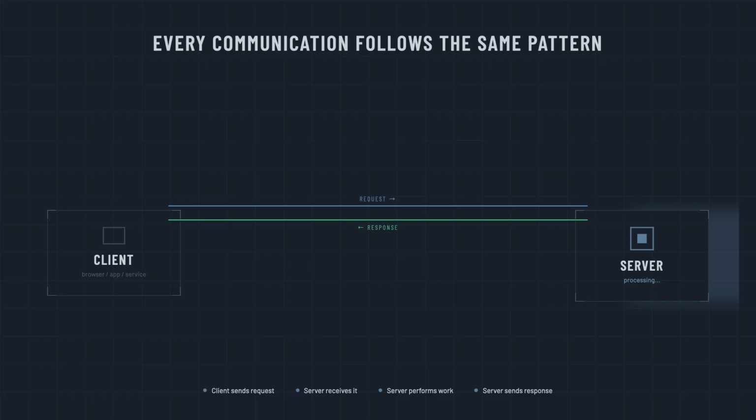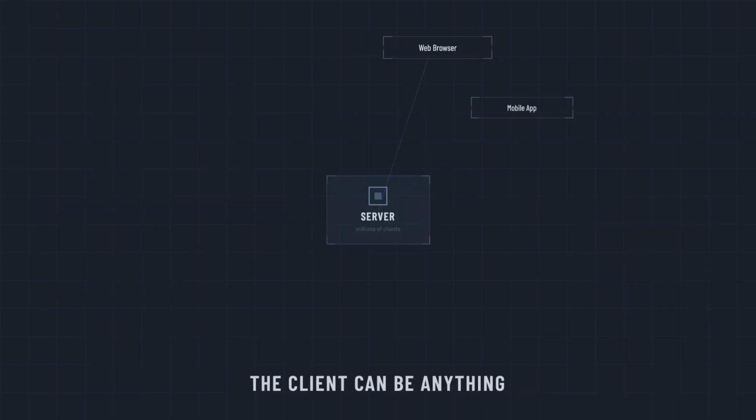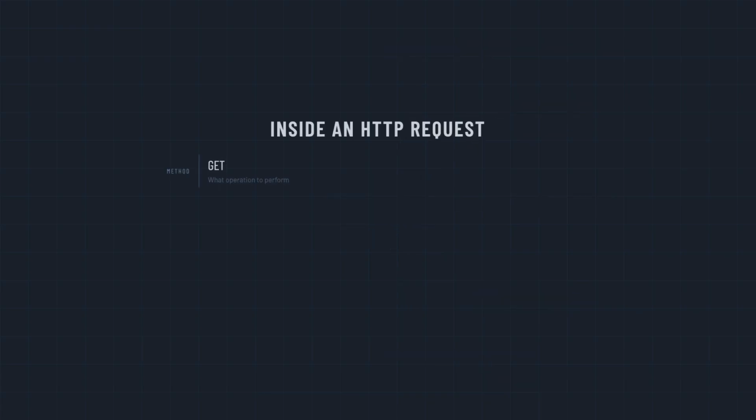But what exactly is inside an HTTP request? Every request contains several important pieces of information. First, it includes an HTTP method, which tells the server what kind of operation the client wants to perform. Then, it includes a URL, identifying the resource that the client wants to access. It may also include headers, which provide additional information such as authentication token, content type, caching rules, and much more. Finally, some requests include a body, containing data that should be sent to the server. For example, when creating a new user or submitting a form.